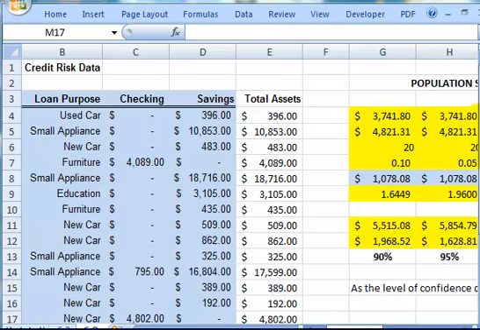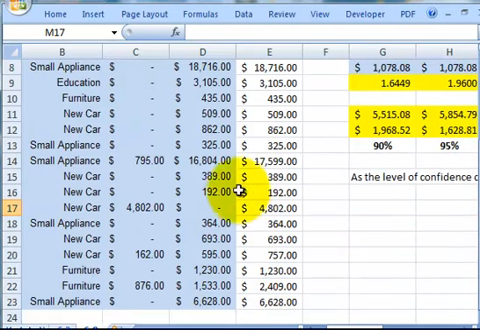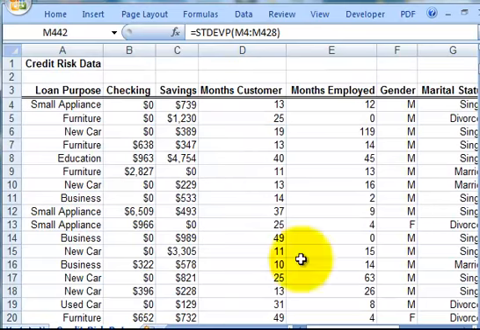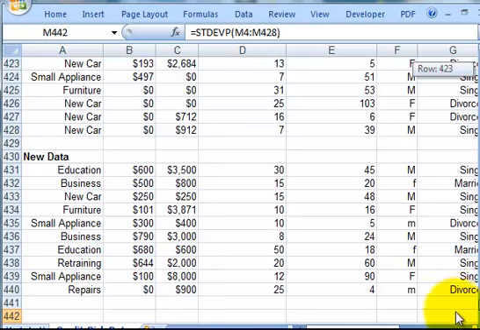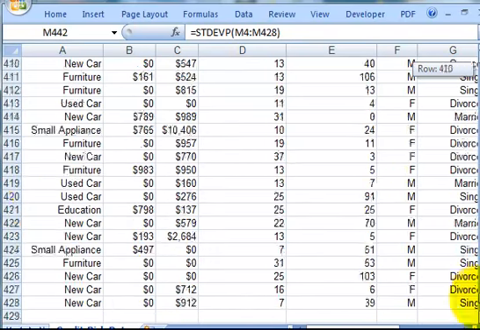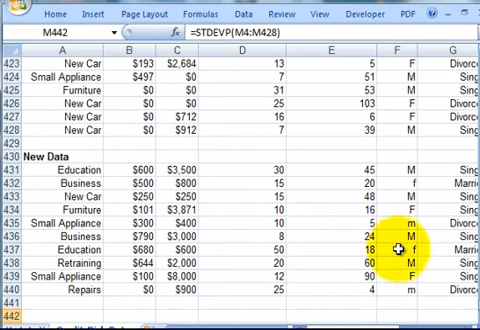So here's the random sample of 20. If you remember problem number 2, it asked us to take a random sample of 20 out of this entire credit risk database. Now, for this problem, it doesn't tell you, but I'll tell you, you can ignore this new data.